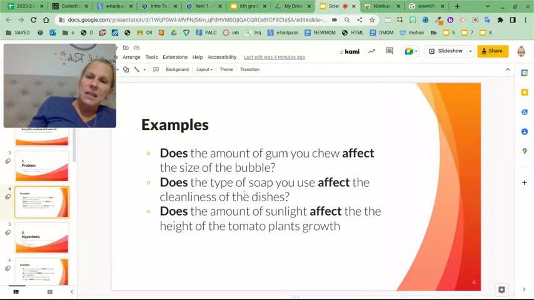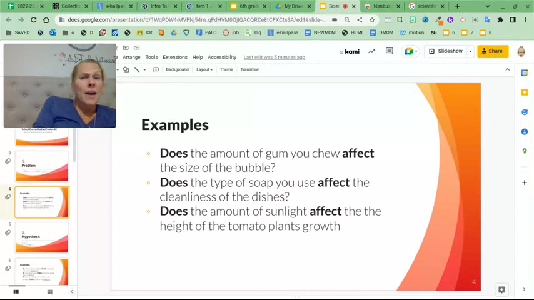Same thing here in the second one. Does the type of soap affect the cleanliness of my dishes? Well, the only thing I can give you or change is the type of soap. I can't make the dishes any cleaner just by looking at them. So I, the scientist, can tell you what type of soap to use. And finally, you guessed it, in the last one, what part can I control?